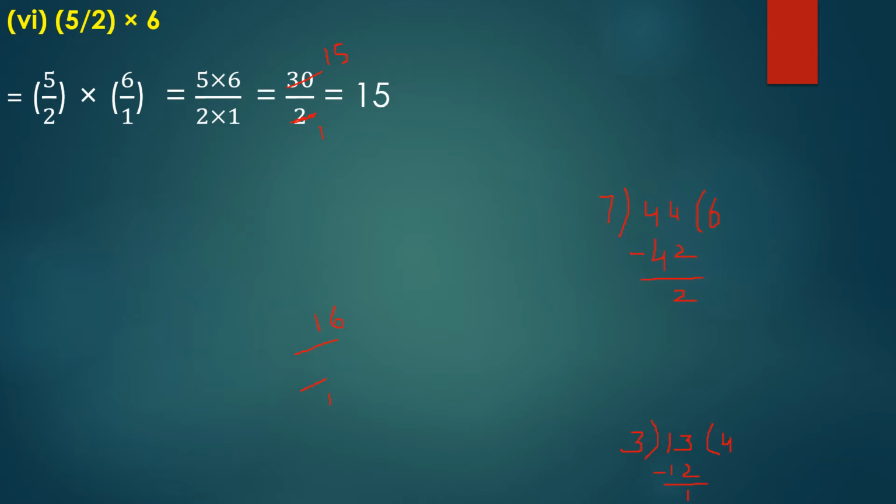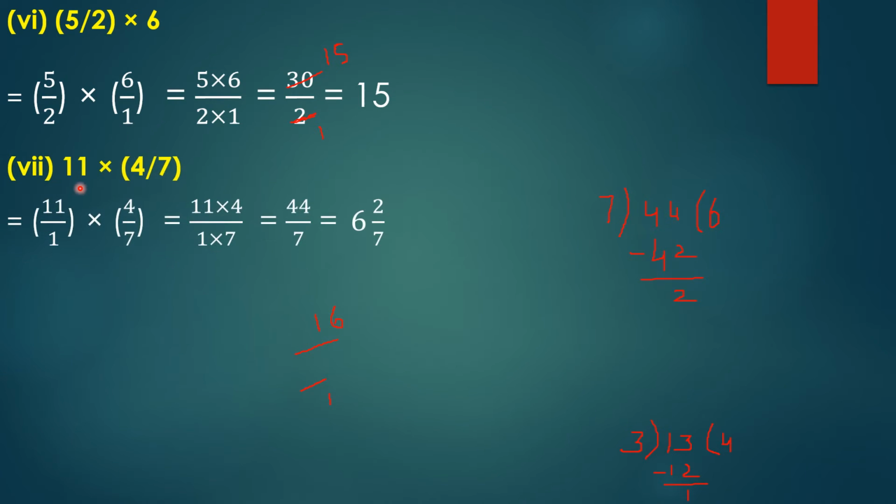The next given question is 5 by 2 into 6. This can be written as 5 by 2 into 6 by 1, which is equal to, now multiply the numerator and denominator separately. Therefore, 5 into 6 divided by 2 into 1, which is equal to 5 sixes are 30 divided by 2 ones are 2. Now 2 fifteens are 30. Therefore 15 is the answer for the given question.